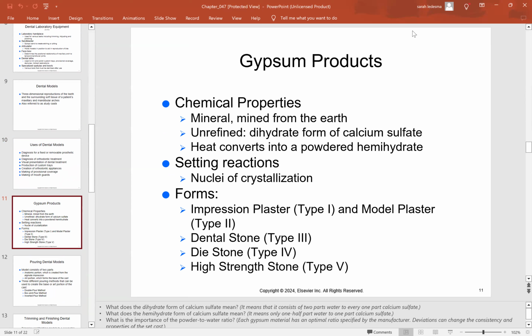Setting reactions involve nuclei of crystallization. Then we have our plaster type 1 and model plaster type 2. Dental stone is going to be our type 3. Die stone is our type 4, and our high strength stone is our type 5.